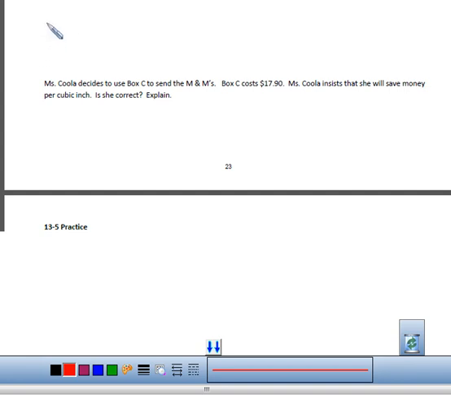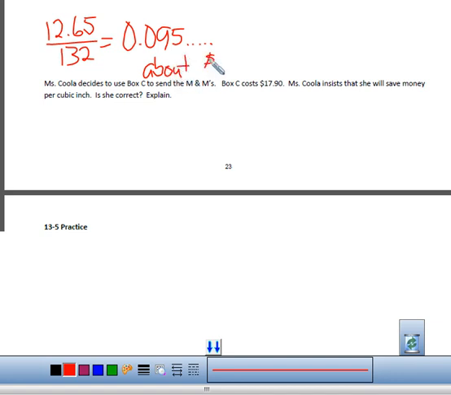So first thing we need to do is look at the problem above and say, okay, well, if it was $12.65 for the box, I'm going to divide that by the volume to get the price per cubic inch. And it comes to 0.095 something, and it keeps on going. So I'm going to round that to about 10 cents per cubic inch.